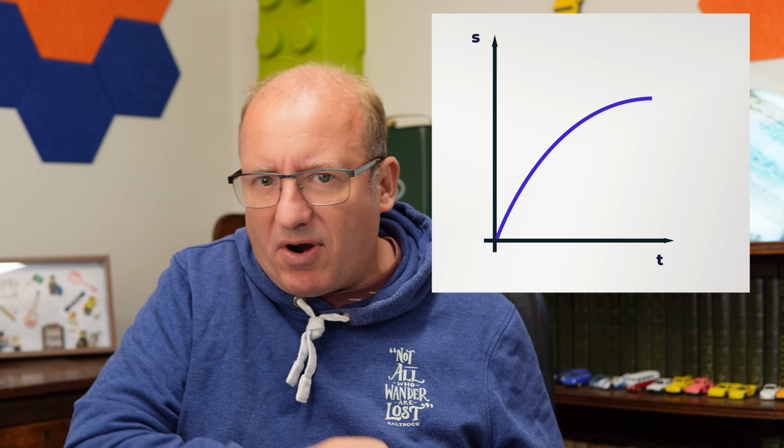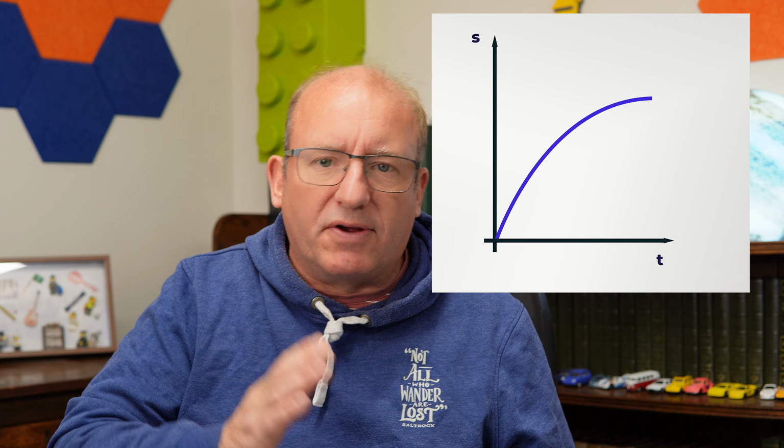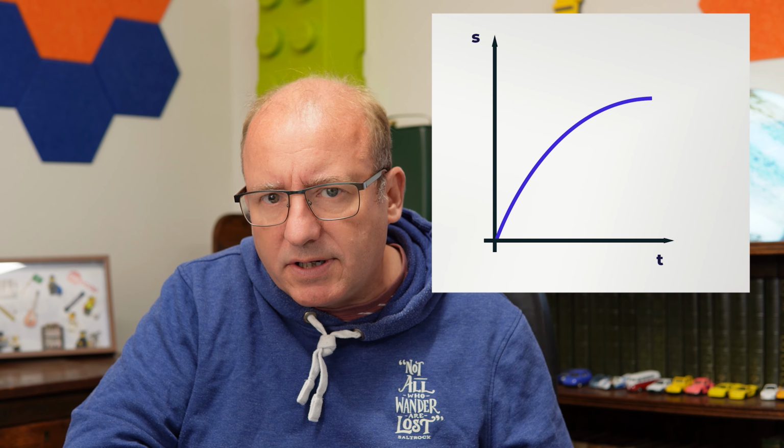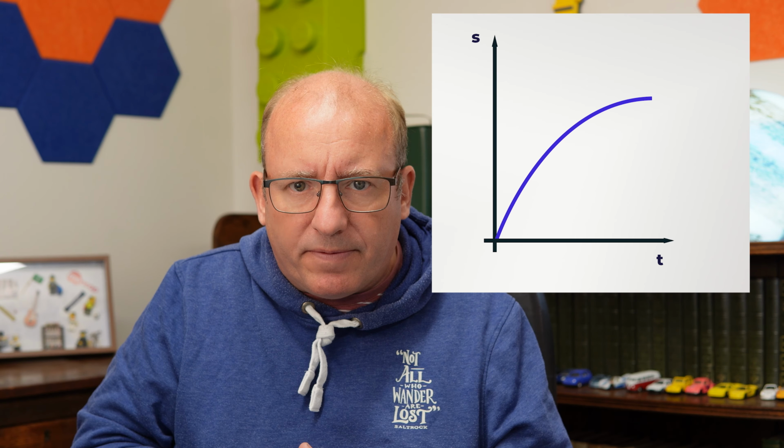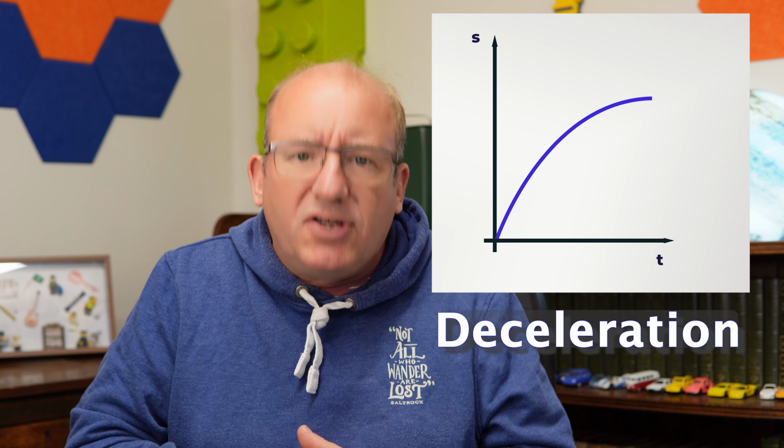Finally, what's happening in this graph? Well, we can see the gradient starts off steep, so the object's moving fast, and the gradient decreases, so the object is slowing down. We often say it's decelerating.